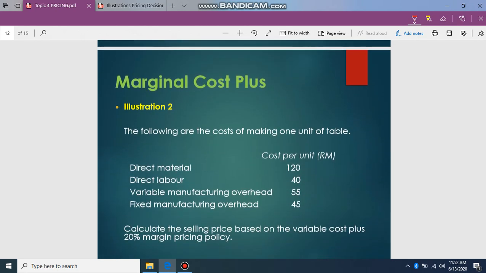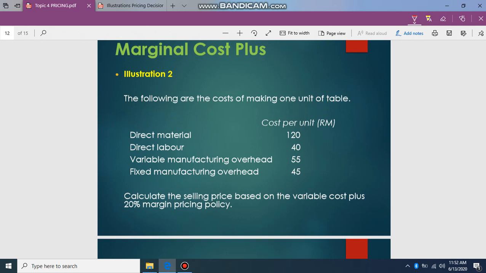Now we refer to the illustration. This is illustration 2 for marginal cost. The costs given are direct material, direct labor, variable overhead, and fixed manufacturing overhead. Calculate the selling price based on variable cost, which means marginal cost, with 20% margin. Just now in illustration 1 it was 20% markup. So what is the difference between these two, we will see.